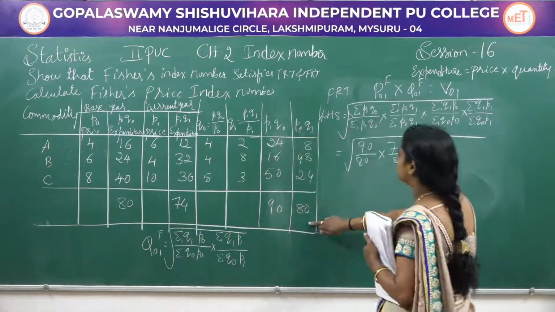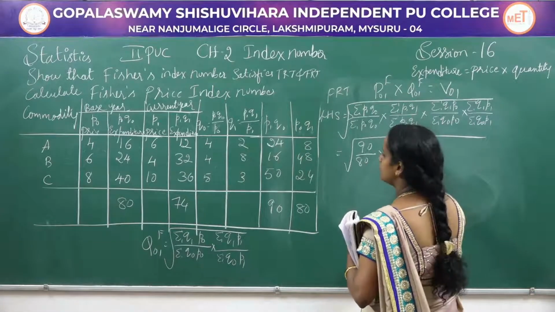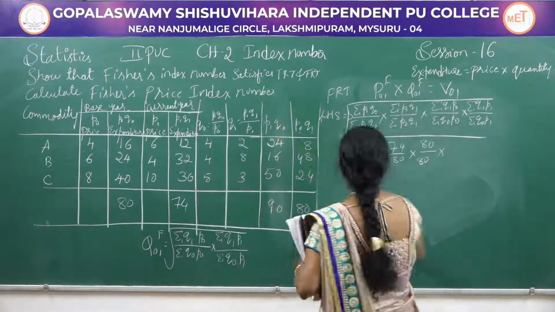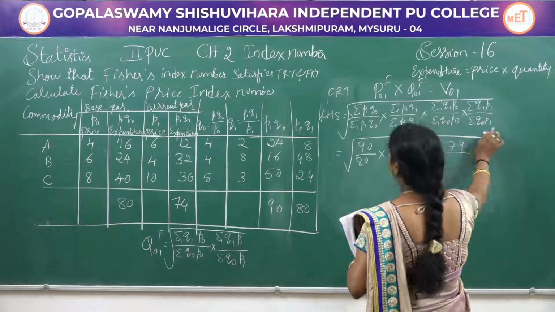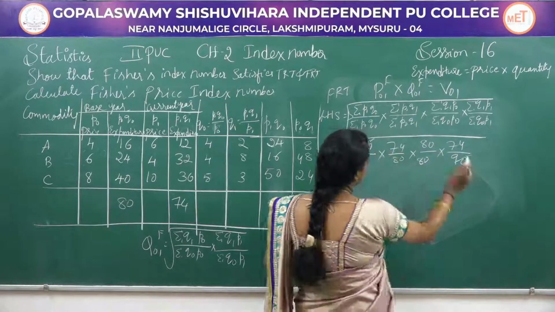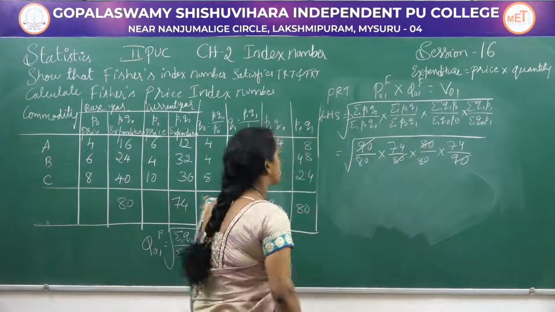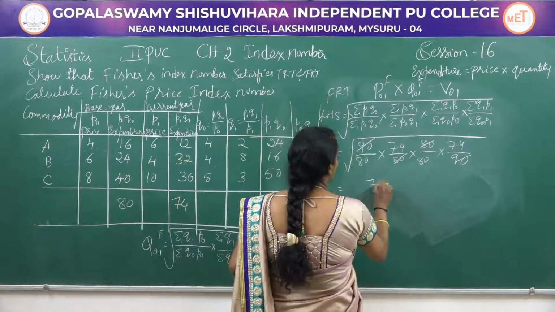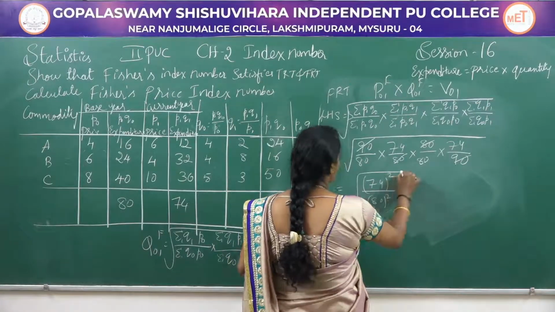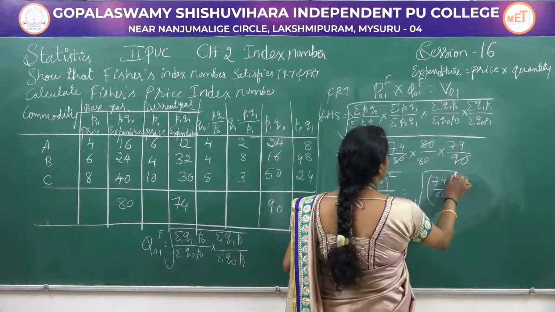Q1 P0 is same as P0 Q1. This is the square root of the sum of P1 Q0 by sum of P0 Q0 into sum of P1 Q1 by sum of P0 Q1. Here the common terms get cancelled. The rest is 74 whole square by 80 whole square, the square root, or it is 74 by 80 whole square.